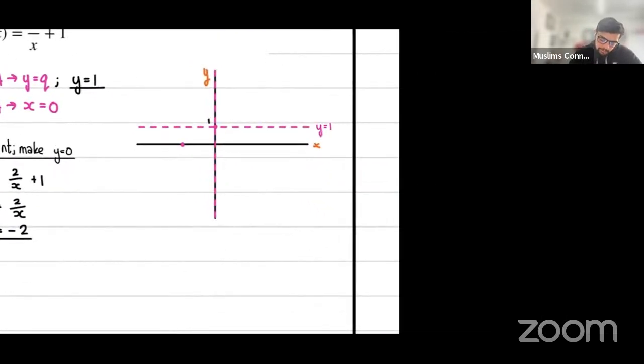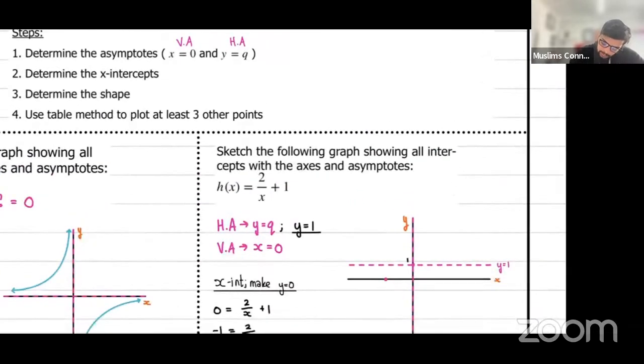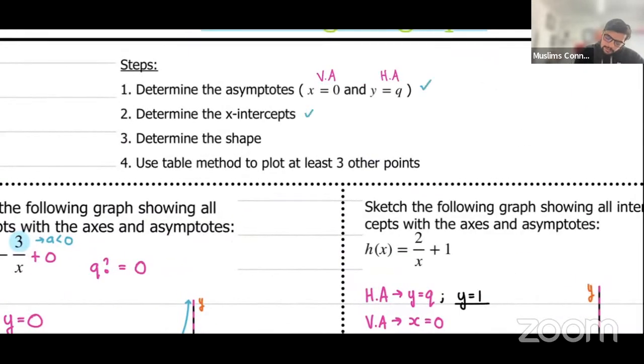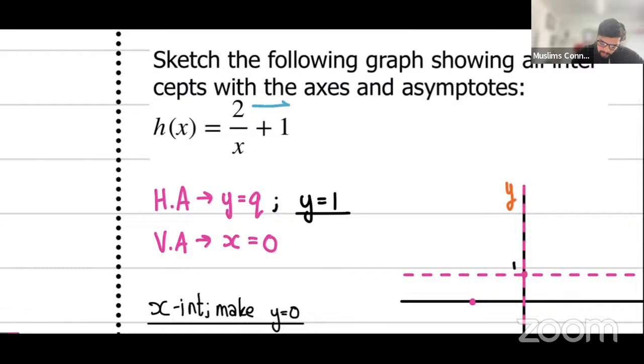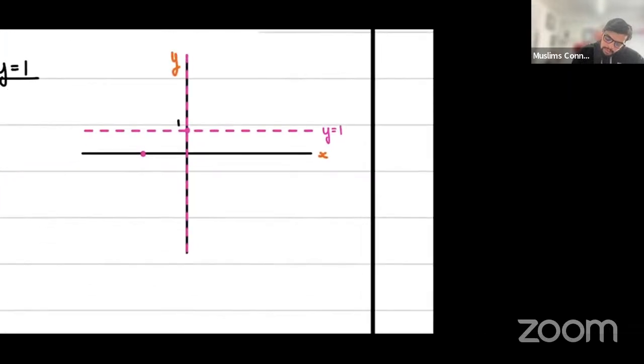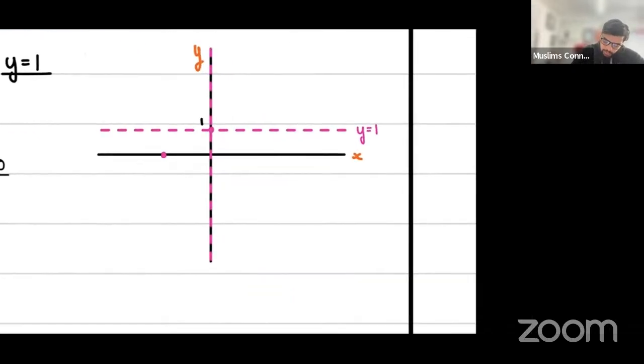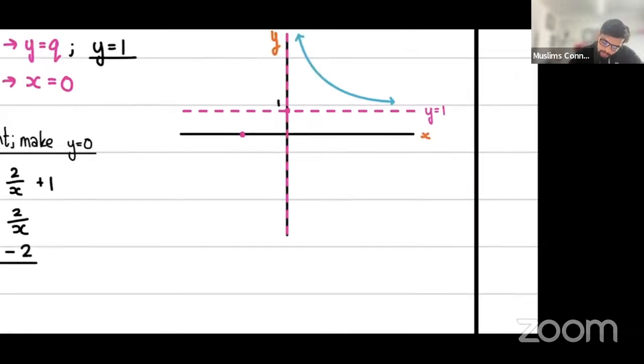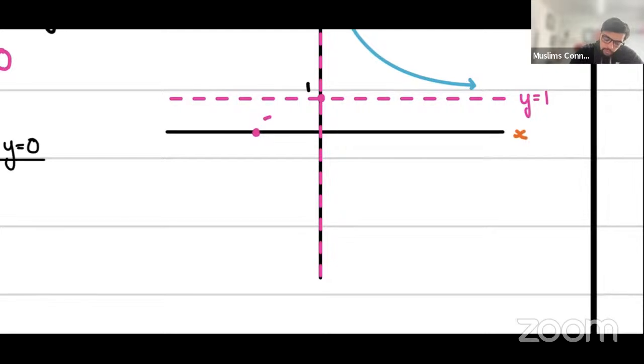Okay, now we can draw it. So that was asymptotes done, intercepts done. The third step is to determine the shape. So A is greater than 0. So since A is greater than 0, it's top right, bottom left. So let's look at top right. There are no intercepts here, so I just draw approximately what it's going to look like. Something like that, with the arrows indicating it goes forever, as long as you're not showing it intersecting with the asymptote.